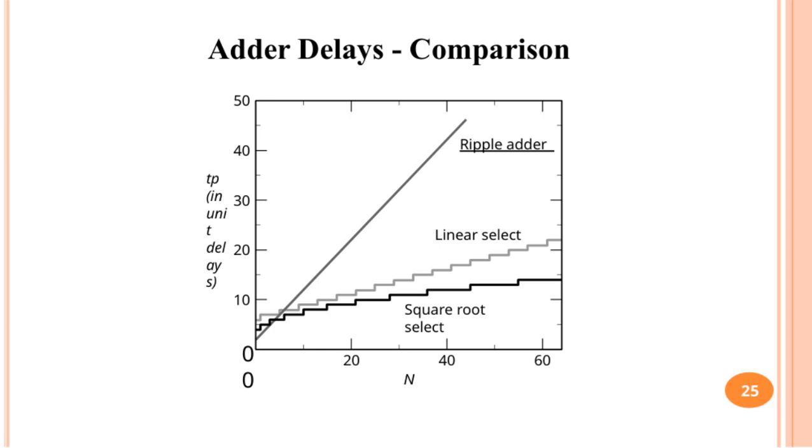Finally, the square root select adder shows the best performance here. Its delay increases much more slowly compared to the other two, roughly following the square root of n. That means for larger bit widths, this design offers significantly faster operation. Overall, this comparison highlights the importance of choosing the right adder architecture to balance speed and complexity depending on the application requirements. The square root select adder offers a more efficient way of handling delays in wide adders.